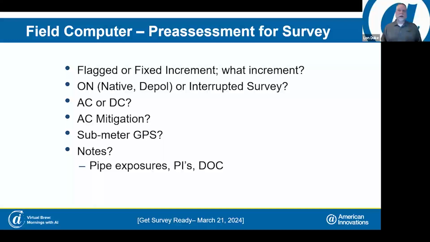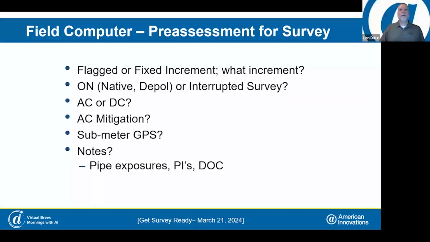If it's interrupted, what cycle do you want it at? What cycle are other people interrupting around you, other operators or other line owners, to make sure you're all in sync? Is this going to be an AC or a DC survey? We can do both. Once you start one, you can't switch over to the other, but you can do an AC survey or a DC survey. Again, AC mitigation out there. I'll show you some examples in the waveforms coming up that cause havoc with interruption. Sub-meter GPS. Are they requesting sub-meter GPS with this survey?